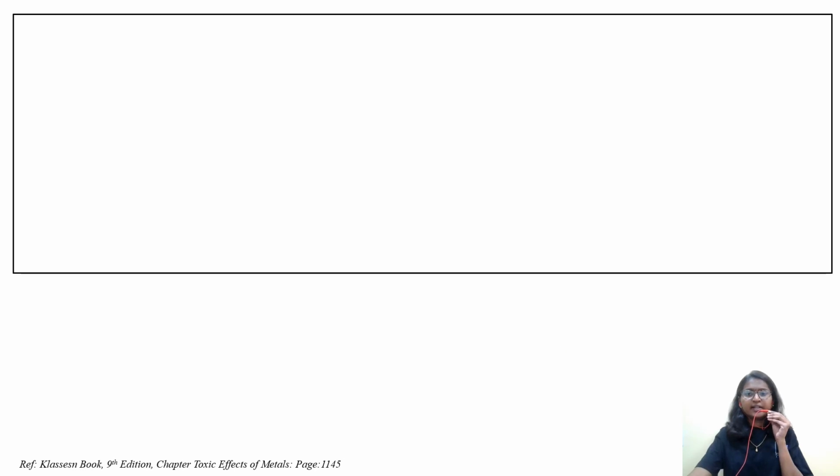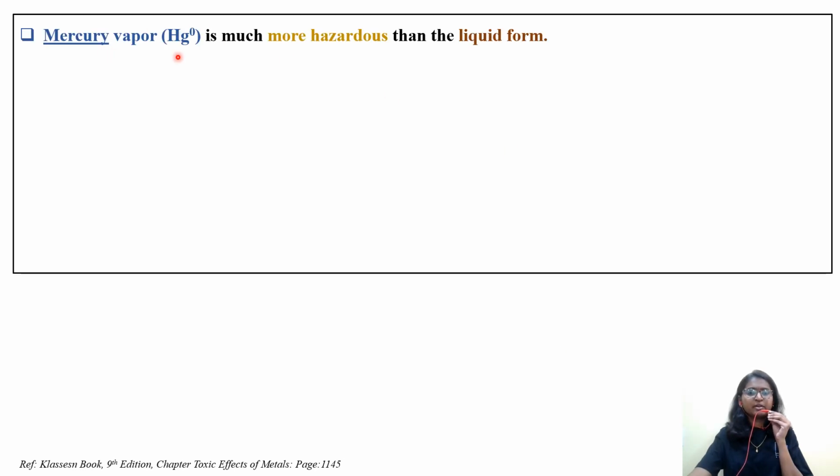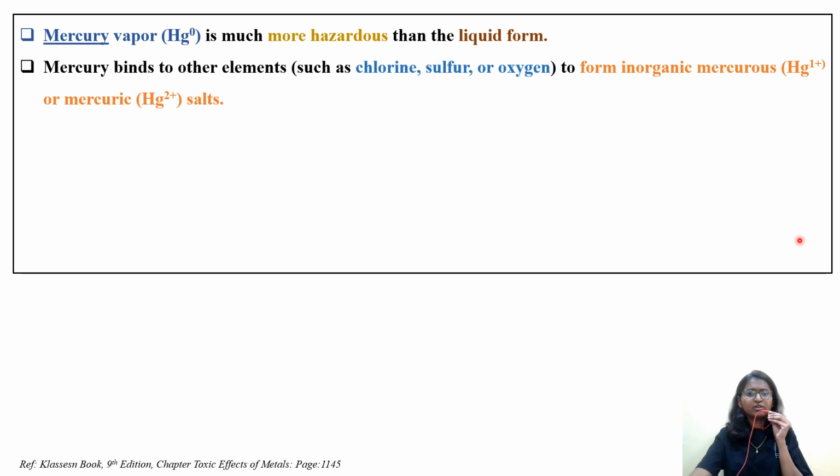Okay, then next, mercury vapor, same thing which we have discussed in the previous slide. Here we will see in this particular slide also. Mercury vapor is much more hazardous than liquid form. Mercury binds to other elements such as chlorine, sulfur, or oxygen to form inorganic mercurous Hg+ or Hg2+. So two oxidation states it is existing in nature.